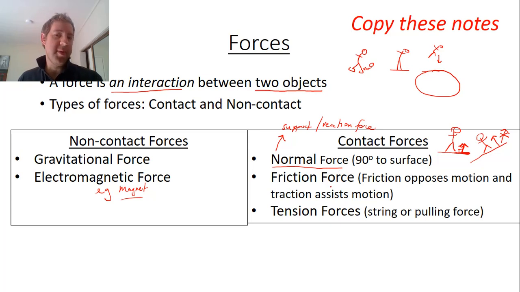Friction force, you know about that. Friction opposes motion. There's another type of friction, which is like grip, and the word we use is traction, that assists motion. So friction often slows things down, and traction often helps speed things up. If we want to go running, we want lots of grip on our shoes. So I'm okay if you just call them both friction. If you want to separate them and say, look, in this case it's traction, you can do that. And the last one is tension forces. That's a string or any sort of pulling force is a tension force.